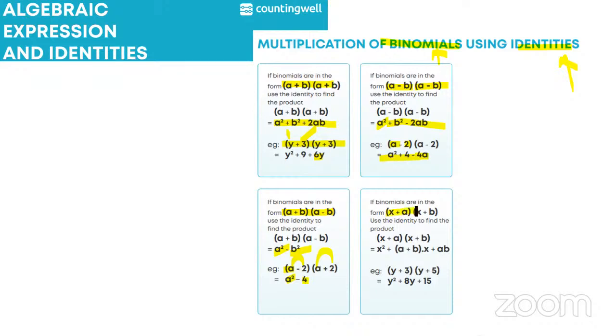Then we have (x plus a)(x plus b). Note that the first term in both the brackets is the same, whereas the second terms are different. So this can be written as x square plus the sum of the different terms, a plus b, into that first term, plus the product of those different terms. So here we have (y plus 3)(y plus 5). So we can write it as square of the first term plus (a plus b), meaning 5 plus 3, which is 8, into the first term, which is y, plus a into b, meaning 3 into 5, which is 15.